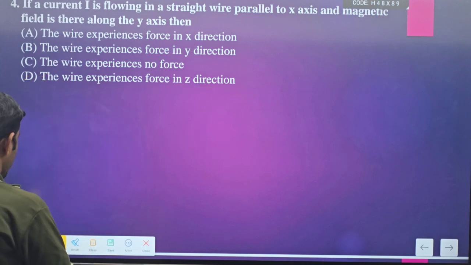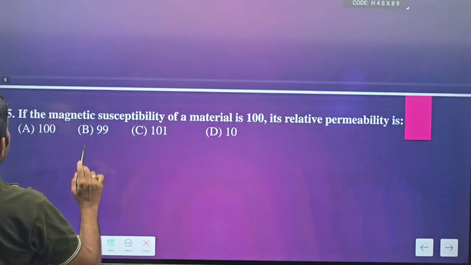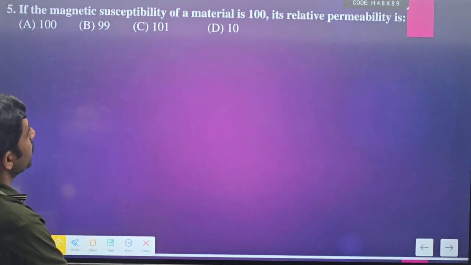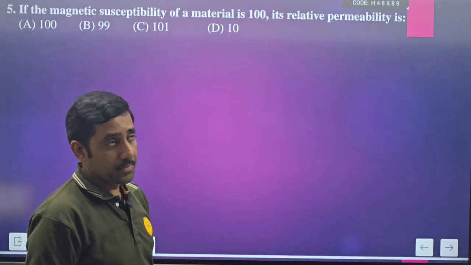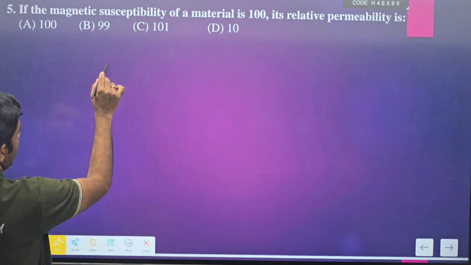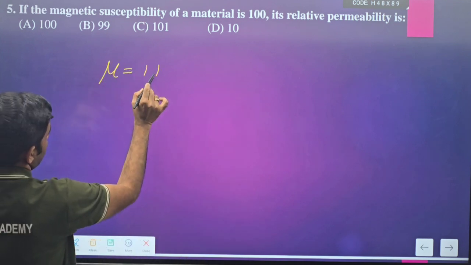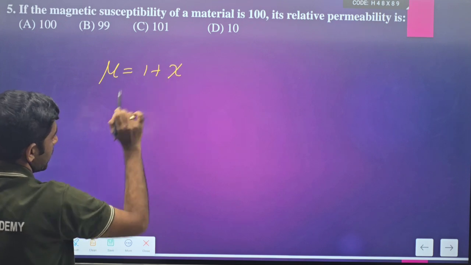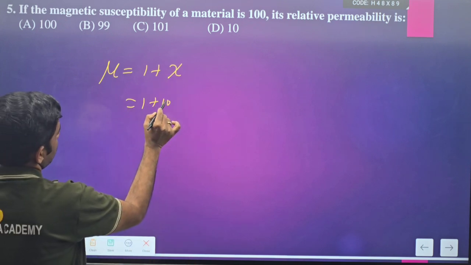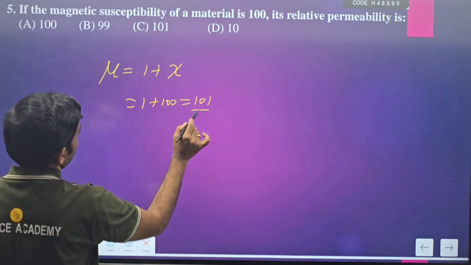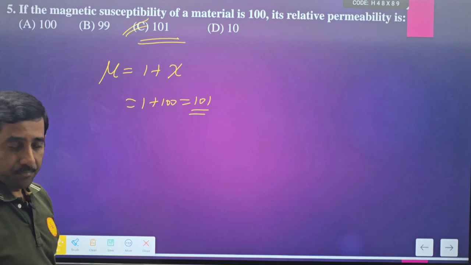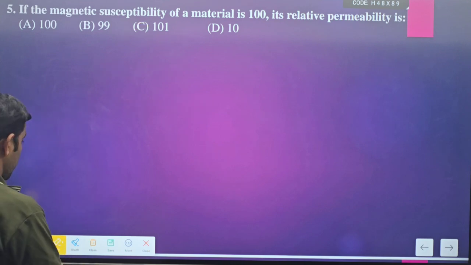Okay, so next, if the magnetic susceptibility of a material is 100, its relative permeability is given by 1 plus zeta, where zeta is called magnetic susceptibility, which is equal to 1 plus 100, 101. So 101 is the right answer, option C. Correct?